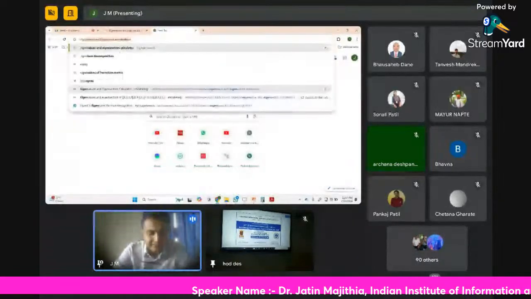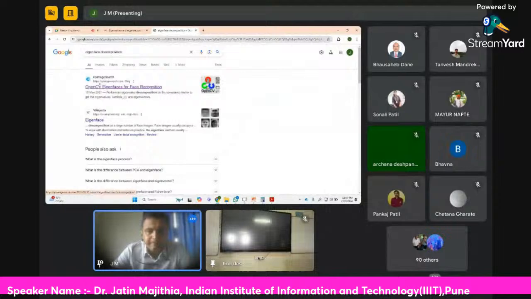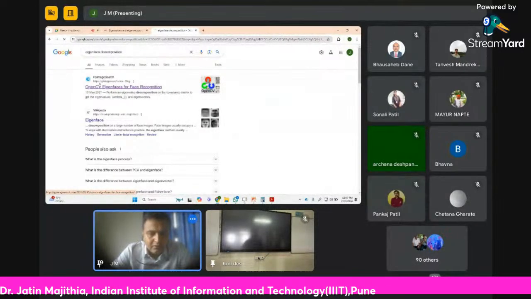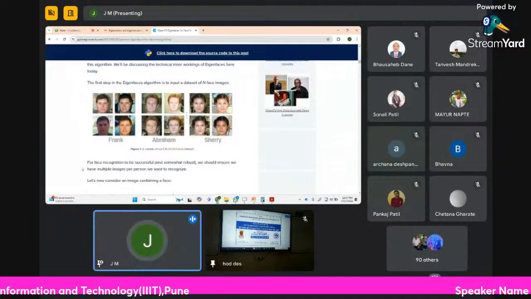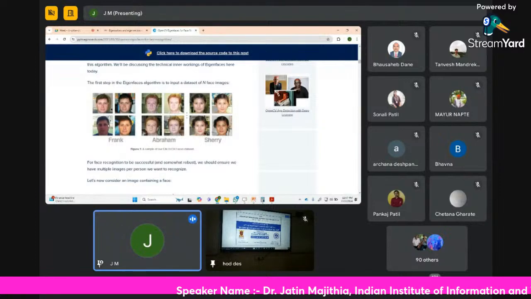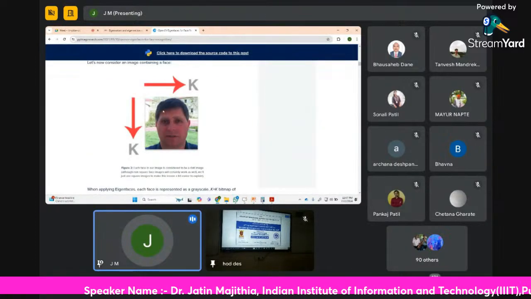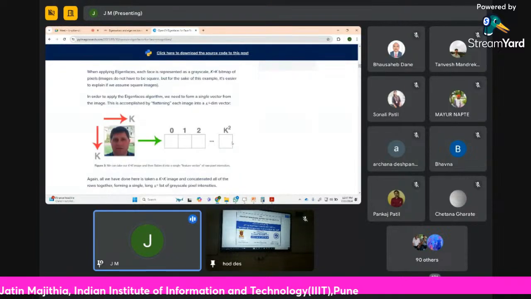Eigenface decomposition. Those who are more interested can go over here. See, different faces are taken. Everywhere you can see the backgrounds are different. Somewhere the photo quality is also not good. But as I said, this is a K cross K image, which means there are K square small squares, and then you arrange them row wise.